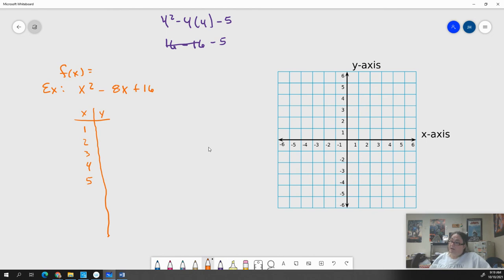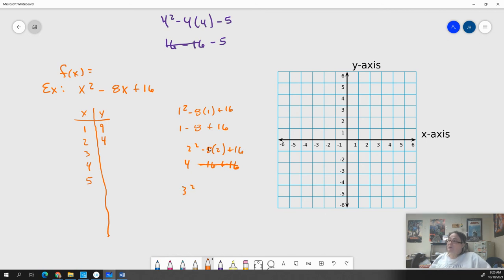So if I put 1 in here, I get 1 squared minus 8 times 1 plus 16, right? 1 squared is just 1 minus 8 plus 16. Well, that's minus 7 plus 16. That's just 9, right? If I put 2 in, I wind up with 2 squared minus 8 times 2 plus 16. Well, that's 4 minus 16 plus 16. Ooh, that's convenient because those cancel and I'm left with just 4.